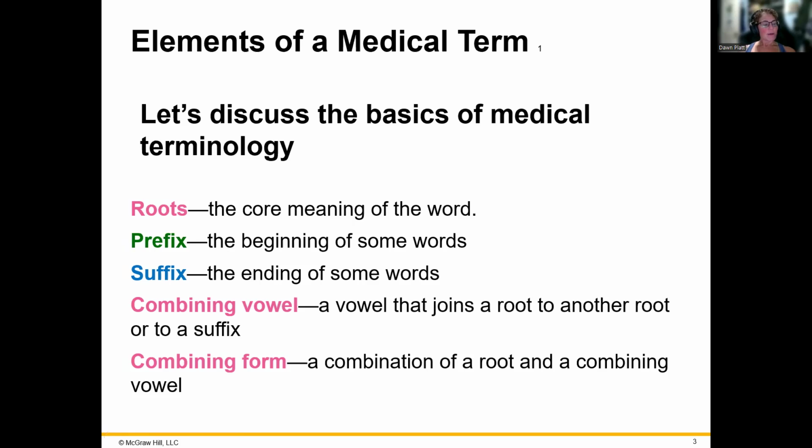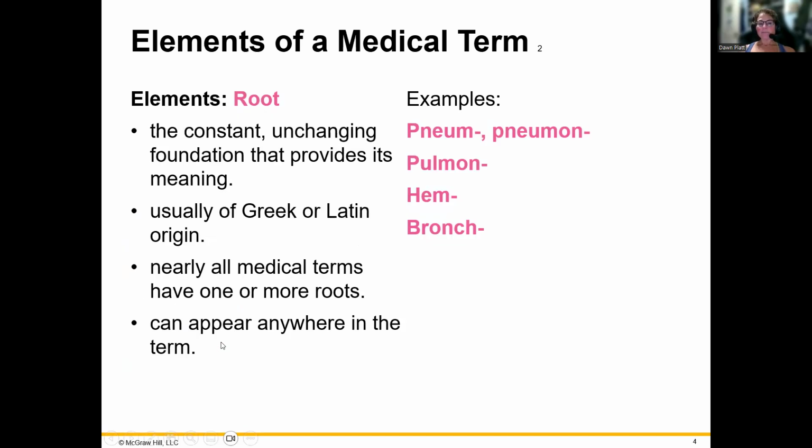There's another example about pulmon and pulmono. You can look in your textbook. Let's continue on. Oh, these are some root words. So the root word, it's constant, it's unchanging. It provides the basic meaning of that medical term. And yes, you can have more than one root word in a medical term. Up here also says that nearly all medical terms are going to have one or more root words, and they can appear anywhere in the term.